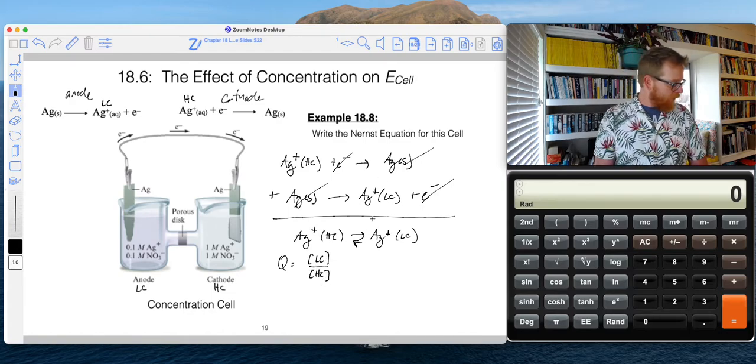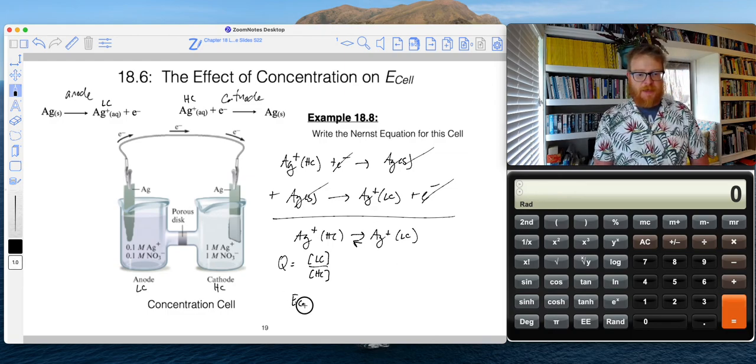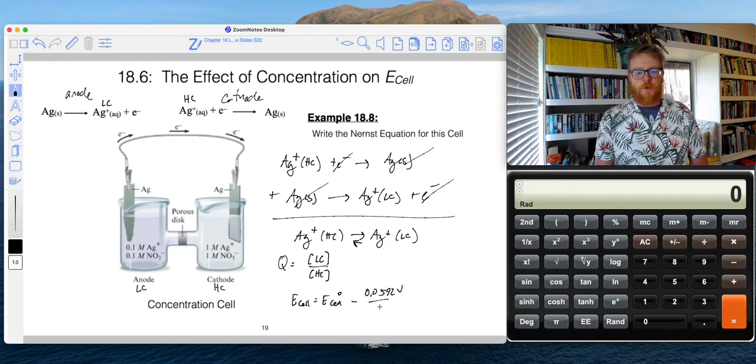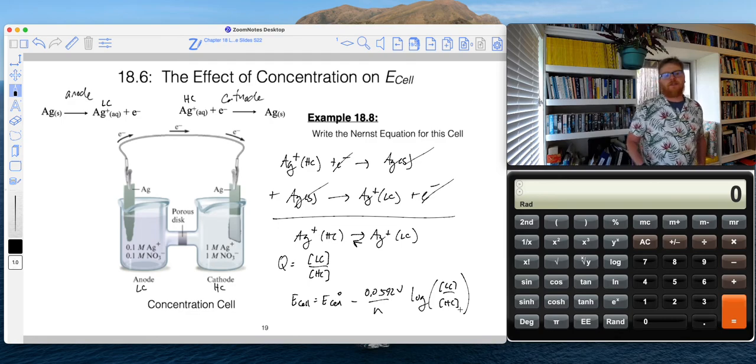And if I were to put this all together in the Nernst equation, that's going to be E cell equals E cell standard minus 0.0592 volts over the number of moles of electrons transferred, times the log of the low concentration divided by the high concentration. So what do we get out of this?